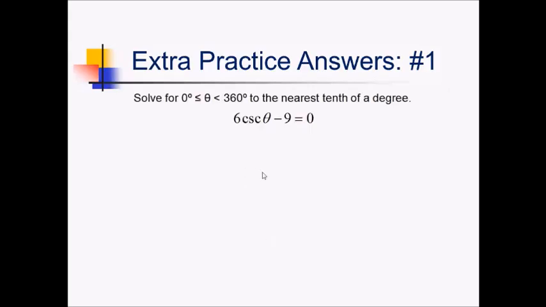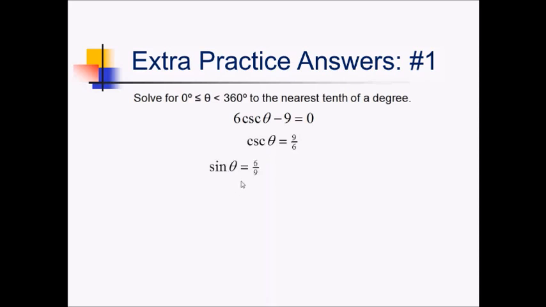For this problem, we're trying to solve for all values of theta between 0 and 360 for this trig equation. We're going to start by isolating cosecant of theta, so we add 9 over here and divide by 6. But there's no cosecant button on the calculator, let alone an inverse one. So we're going to take the reciprocal of both sides. That makes the left side into sine of theta, and the right side into 6 over 9.